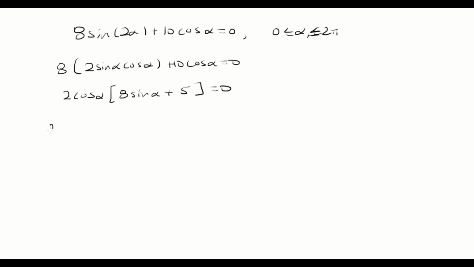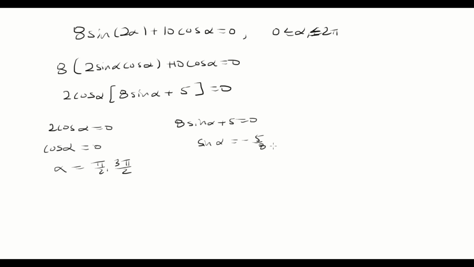That means 2 cosine alpha is 0, and 8 sine alpha plus 5 is also 0. So alpha here is going to be pi over 2 and 3 pi over 2, because cosine alpha equals 0, so alpha is pi over 2 or 3 pi over 2. And then here we get sine alpha equals negative 5 over 8. And so to get alpha by itself, we have to do the inverse sine.